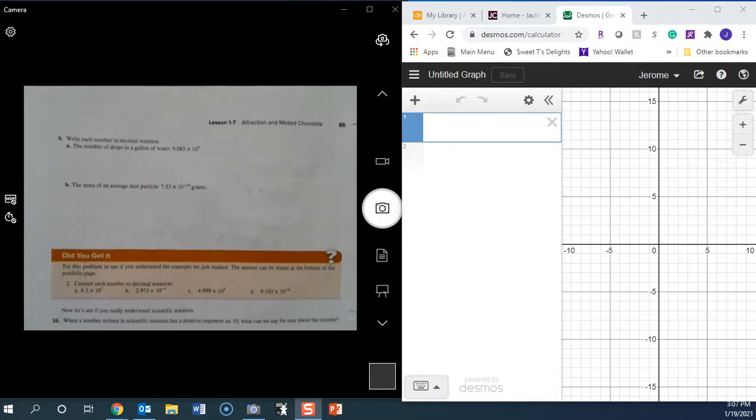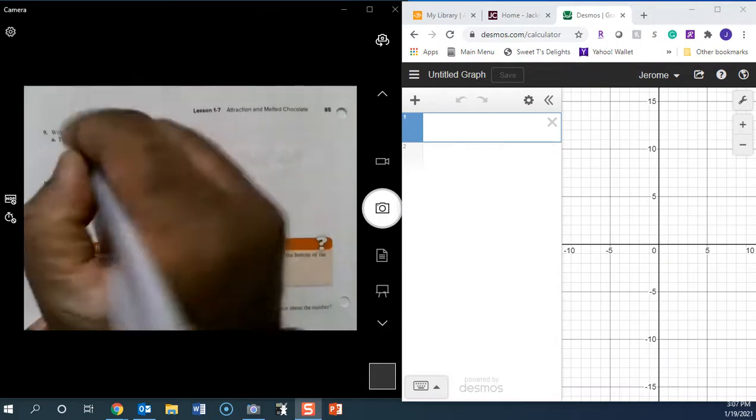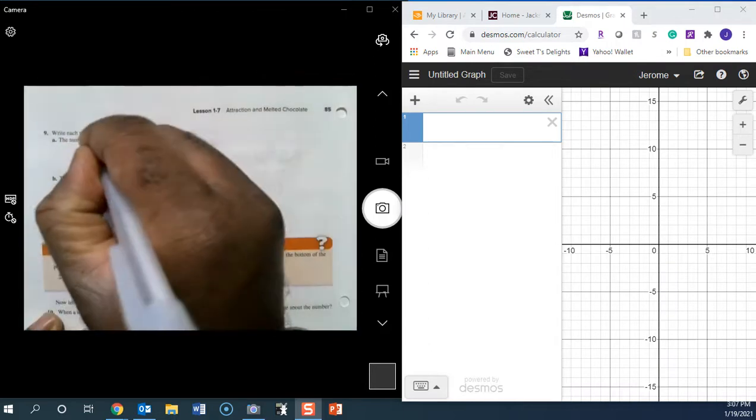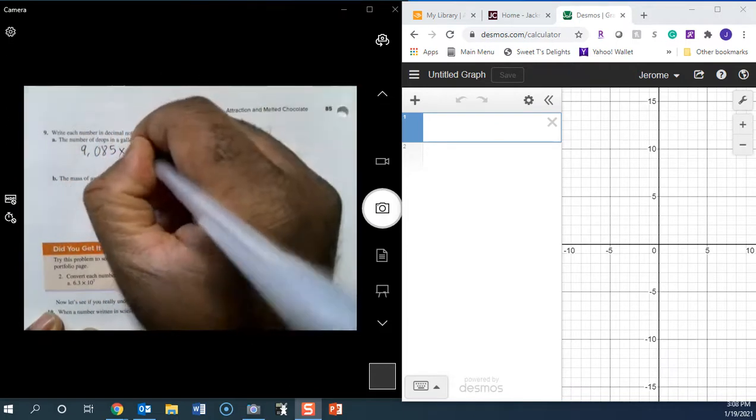Now, decimal notation is just the regular way we write numbers. So they want us to take this scientific notation and then make it into the regular way we write numbers. So this is what we would need to do. You have 9.085 times 10 to the 4th power.